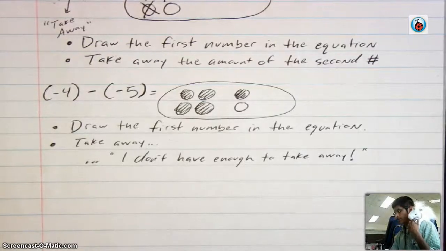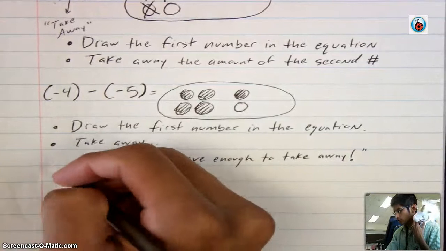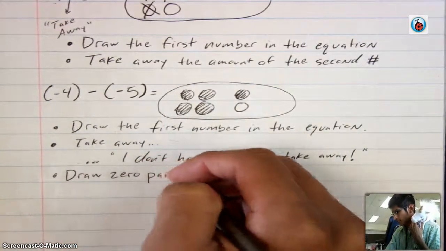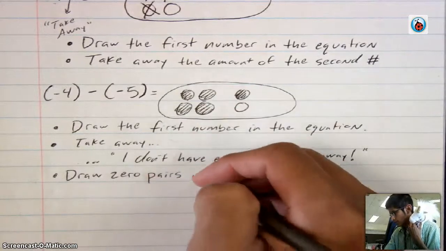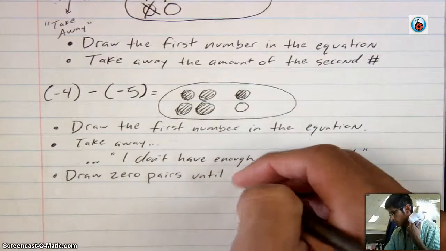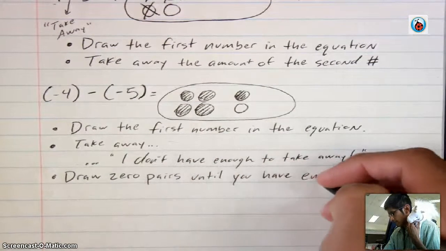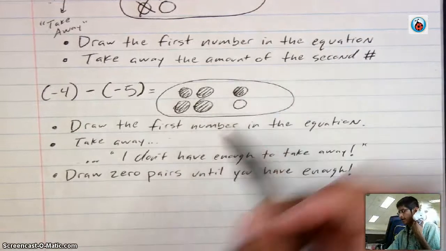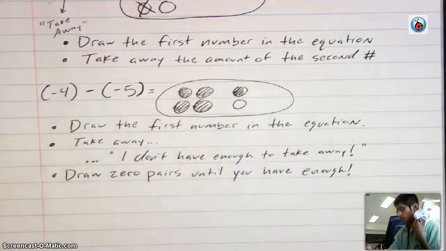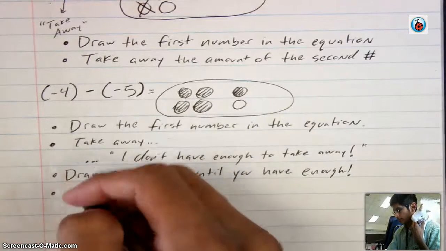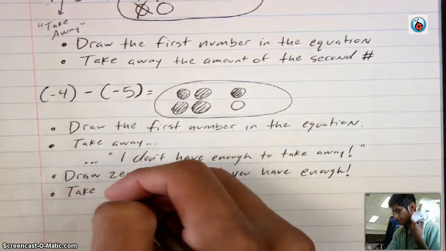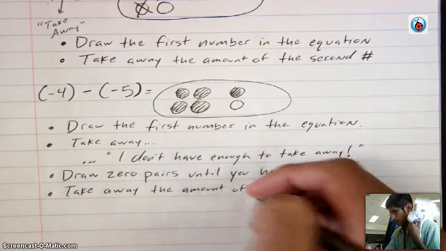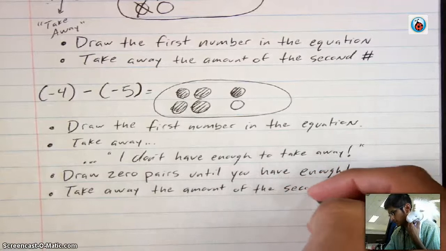All right, so if you realize I don't have enough to take away, you need to draw zero pairs until you have enough to take away. So draw zero pairs until you have enough. Okay? So I drew 1 zero pair and now I have 5 negatives. So now you can take away the amount of the second number.